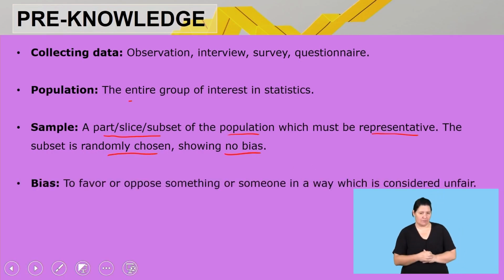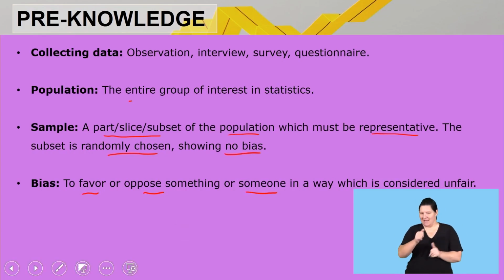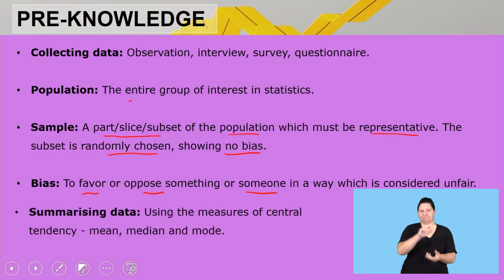What else is important? Bias. So what is the meaning of bias? It's to favor or oppose something or someone in a way which is considered unfair. All right. And then looking at summarizing data. Here, when we summarize data, we use the measures of central tendency. That is now your 3 M's, your mean, median, and mode.